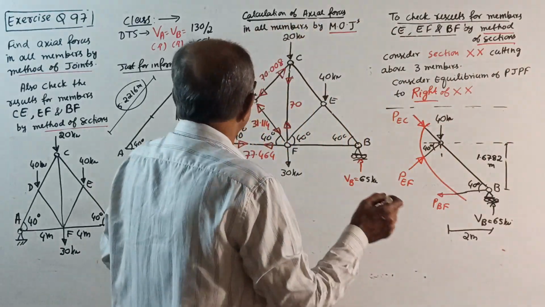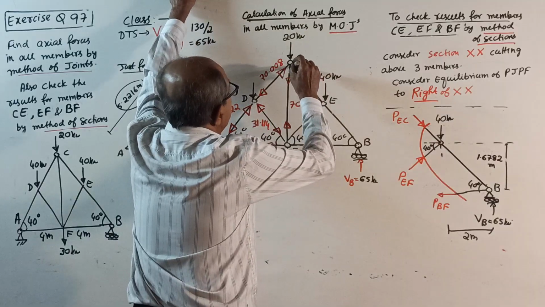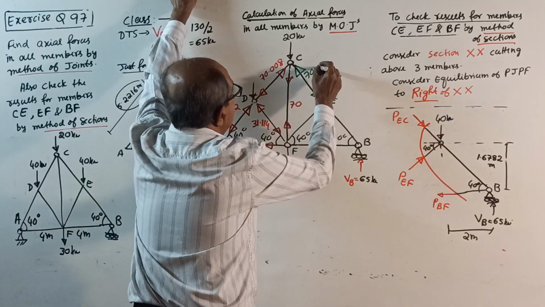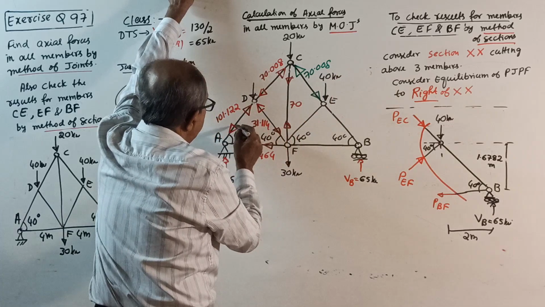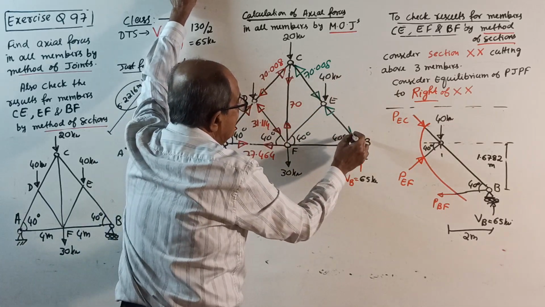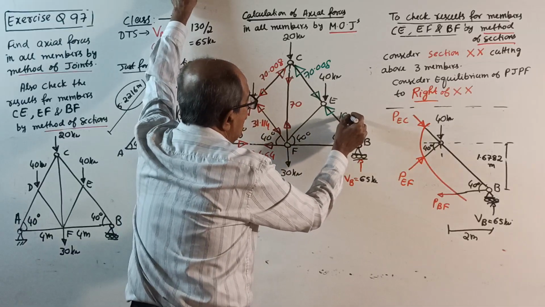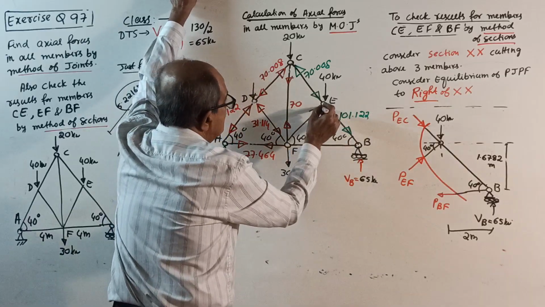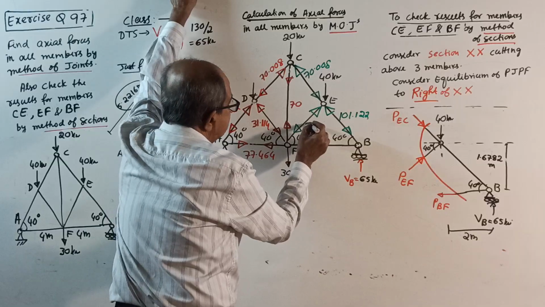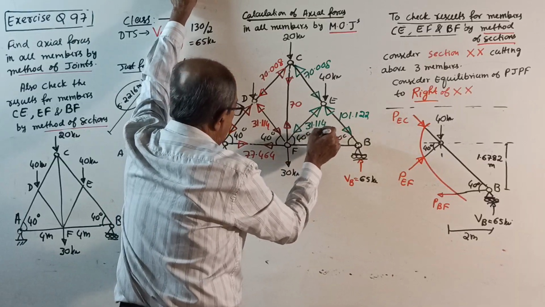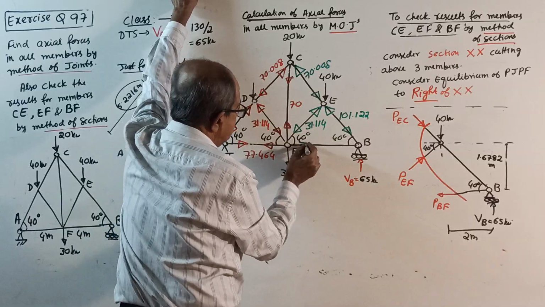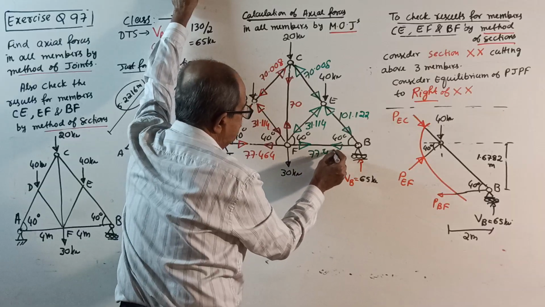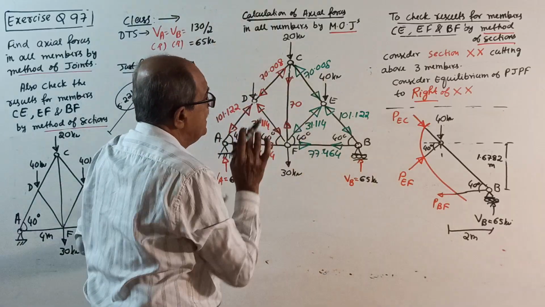I will use green color, somewhat green color. See, by symmetry, no calculation. 70.008. This one, this is by symmetry. This is 101.122. Same nature. 31.114 and 77.464 is the answer. Completely solved.